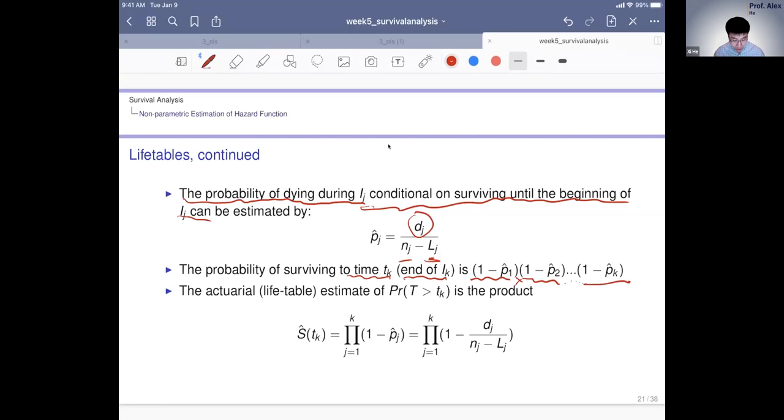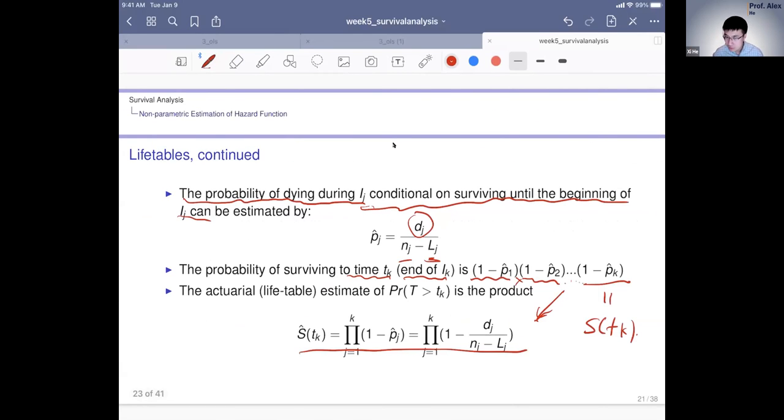And that tells you the probability that you can survive all the way to the end of the kth interval. Okay, and this is exactly what we said here. For the kth interval, you can just multiply all of them together. And then this is already S(tk), right? That's the value of the survival function at the time tk. And then you can do this for the end of every interval, and then you have the value of S at all of these points. And then you can connect them. That gives you the entire S function.